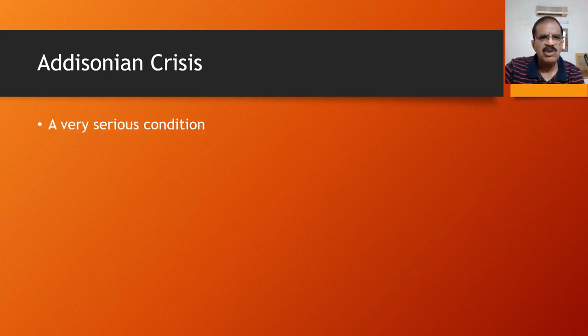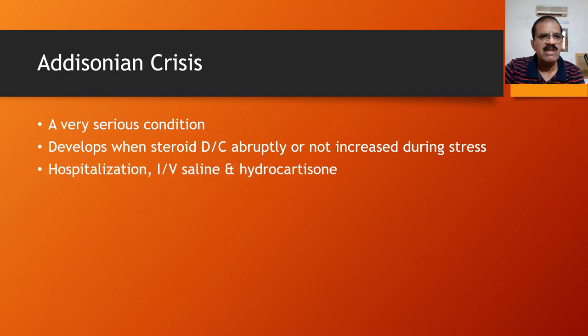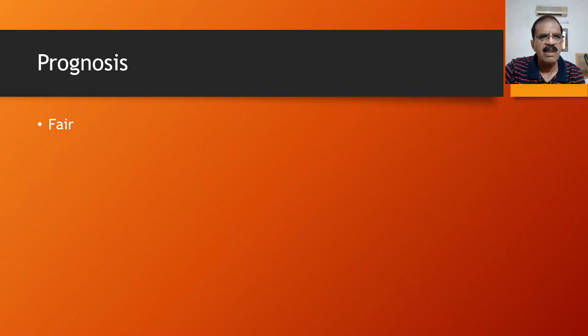Addisonian crisis is an extremely serious condition. The patient goes into serious shock, hypotension, and it should be dealt with like the principles of serious shock. The patient needs hospitalization, intravenous corticosteroid, IV fluids and other supportive therapy. It develops when steroids are discontinued abruptly or not increased during stress, and hospitalization, IV saline, hydrocortisone may be needed.